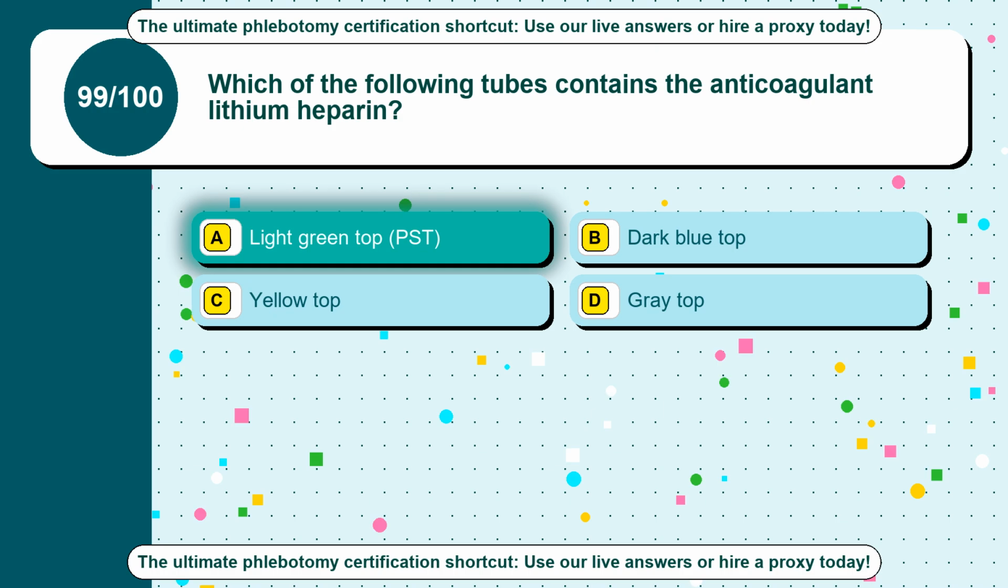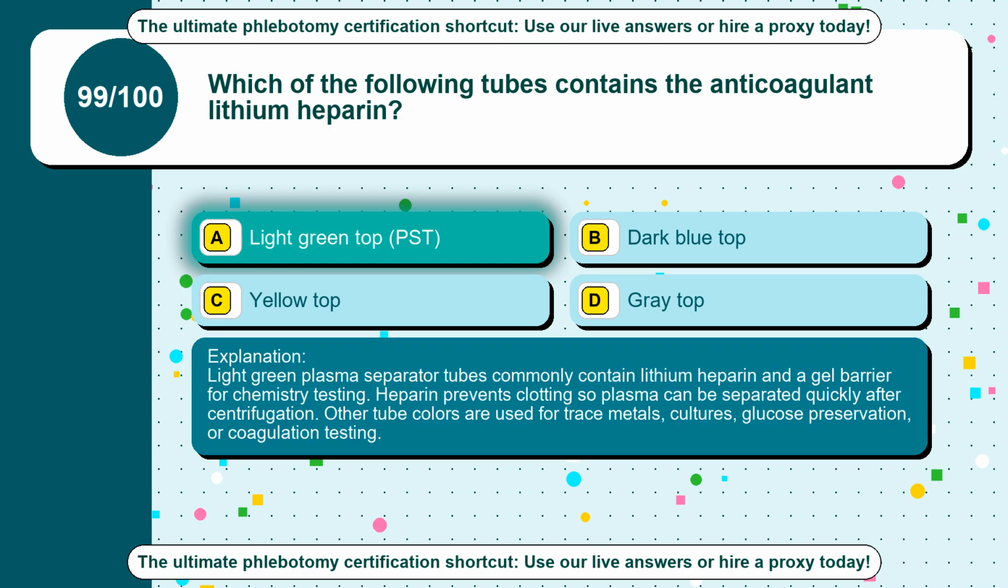The correct answer is option A, light green top, PSD. Light green plasma separator tubes commonly contain lithium heparin and a gel barrier for chemistry testing. Heparin prevents clotting so plasma can be separated quickly after centrifugation. Other tube colors are used for trace metals, cultures, glucose preservation, or coagulation testing.